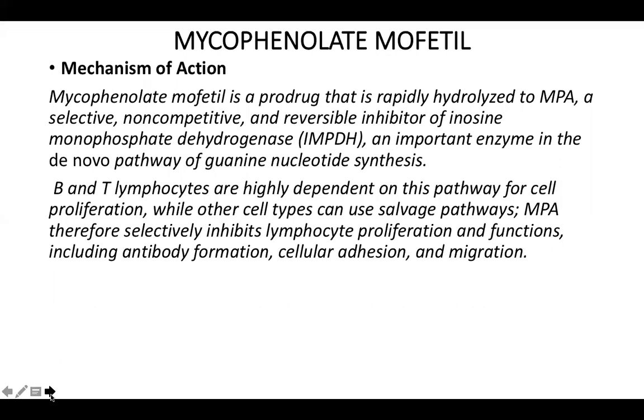Okay, let's go to the next drug now. Mycophenolate mofetil. This is a prodrug rapidly hydrolyzed to MPA, a selective, non-competitive, and reversible inhibitor of inosine monophosphate dehydrogenase, an important enzyme in the de novo pathway of guanine nucleotide synthesis. Both B and T lymphocytes are highly dependent on this pathway for cell proliferation, while other cell types can use the salvage pathway. So MPA selectively inhibits lymphocyte proliferation and functions including antibody formation, cell adhesion, and migration. This is the mechanism of its immunosuppression.